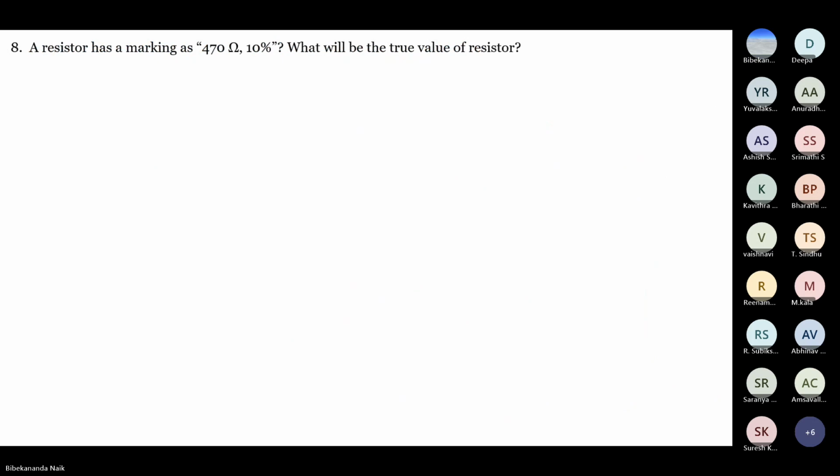Now that comes to our next question of the day. This question says, a resistor has a marking as 470 ohm and 10%. What will be the true value of that resistor? Can anyone tell me? If the resistor is marked as 470 ohm, 10%, then what will be the true value of that resistor?